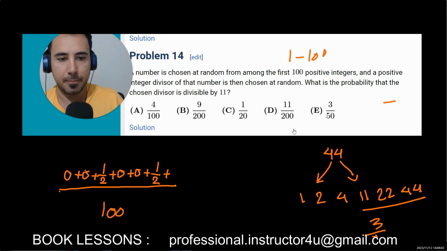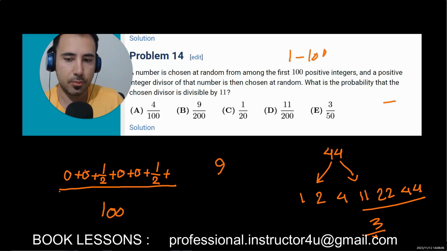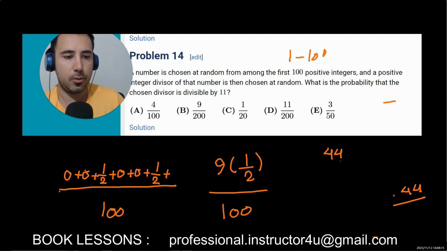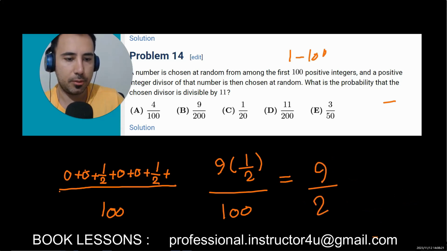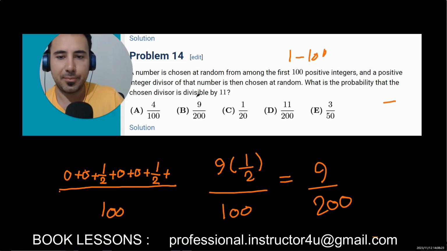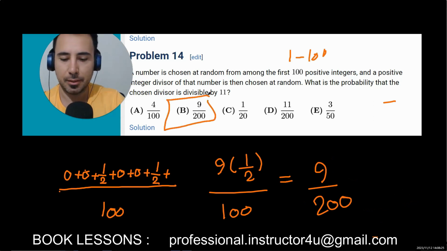9, okay? So it will be 9 times 1 over 2 divided by 100. So this would be equal to 9 over 200, right? Not a difficult one, was it?